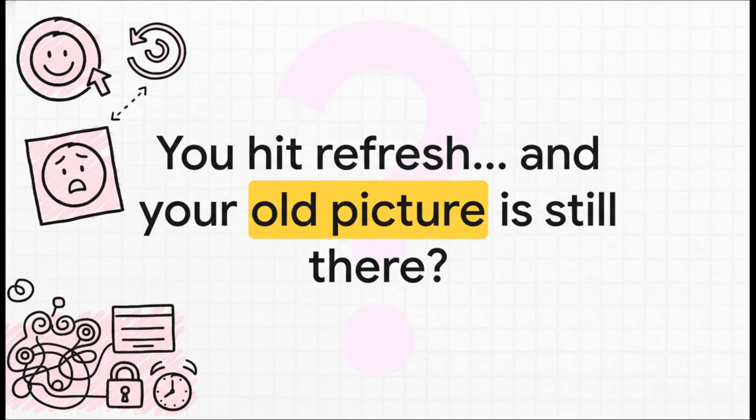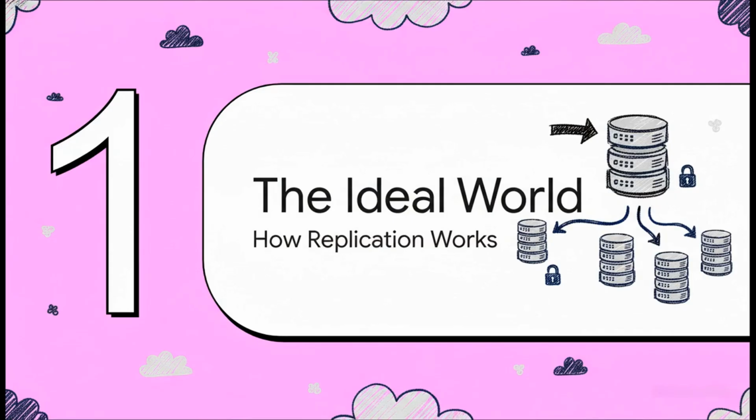Okay, so picture this. You just found the perfect new profile picture. You upload it, you hit refresh, ready to admire your handiwork, and nope. Your old photo is just staring back at you. For a second, you're just confused, thinking, did I even click the button? What in the world is going on in the background to cause that kind of glitch?